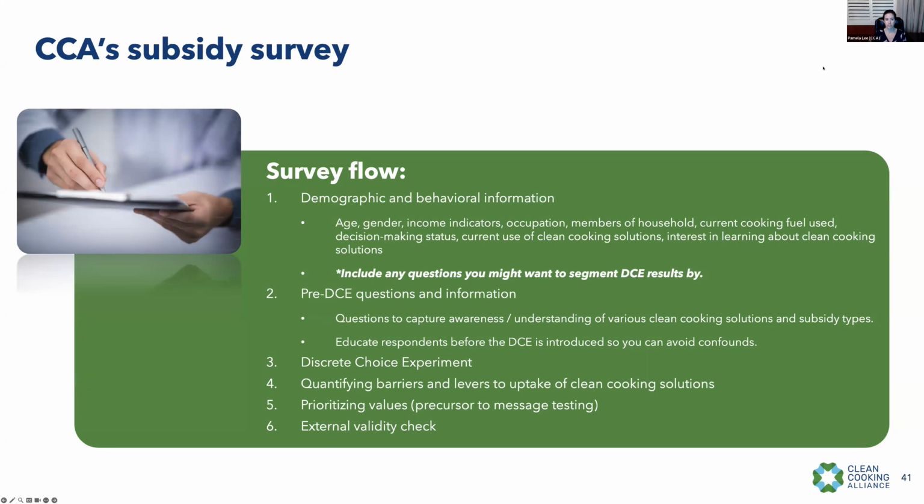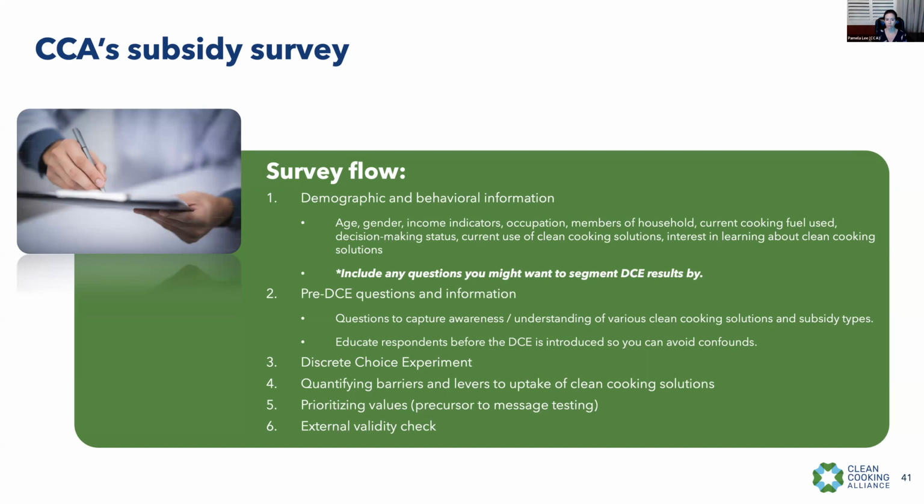So the research that CCA is in the process of conducting is a survey, and it's being conducted in an urban area and a rural area of Kenya, so Nairobi and Isiolo specifically. I'm not going to get into the exact details of what changes with each of those, but I'll walk through some examples of what some of these surveys look like in the different areas.